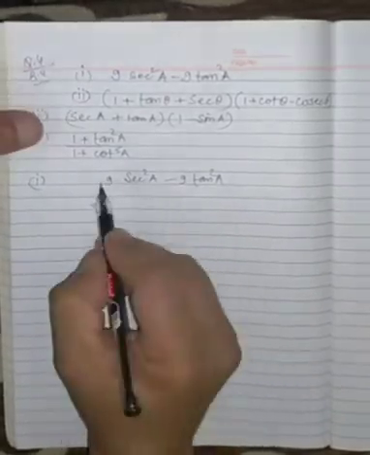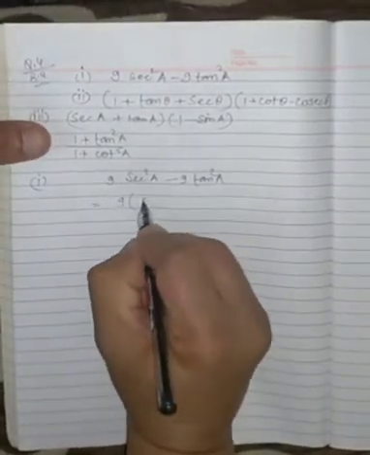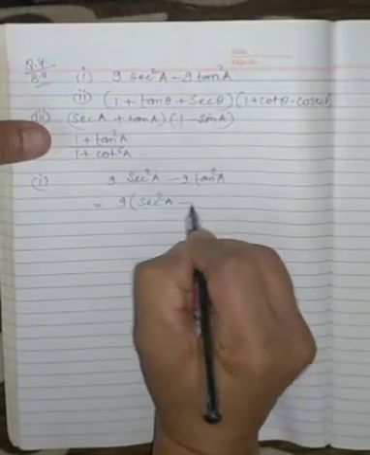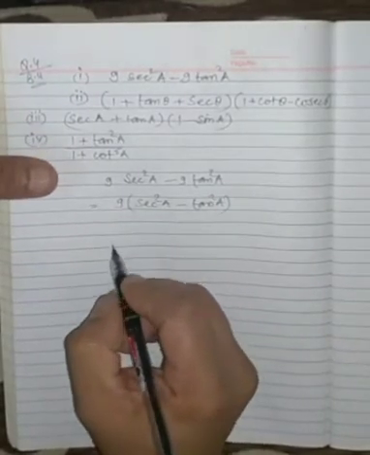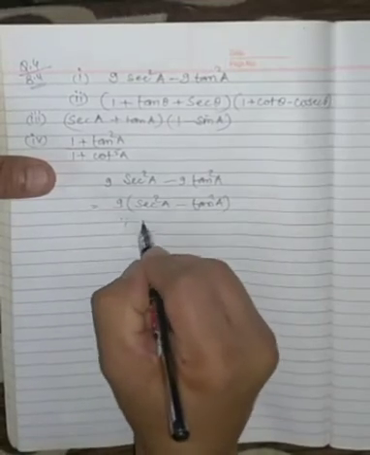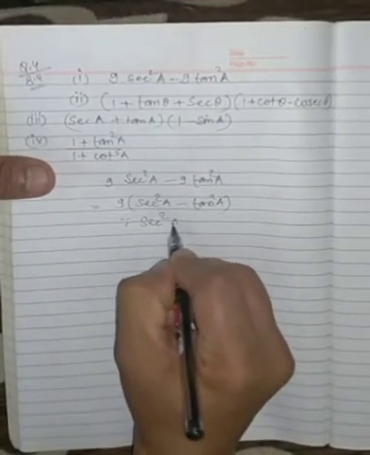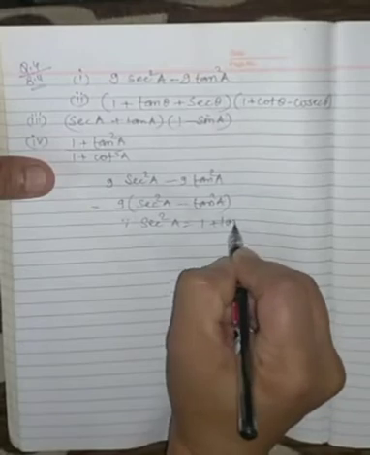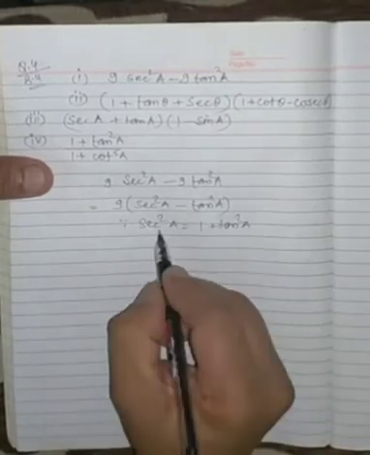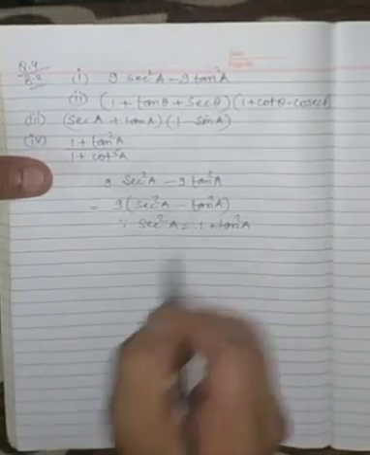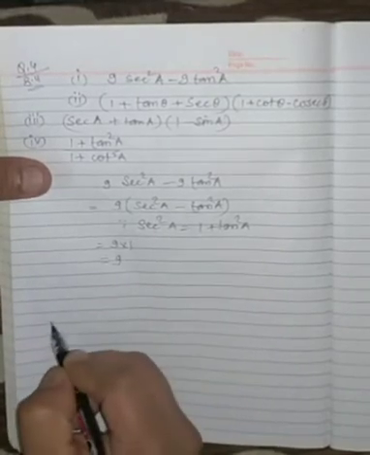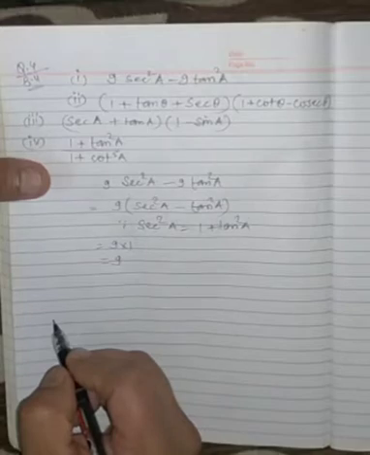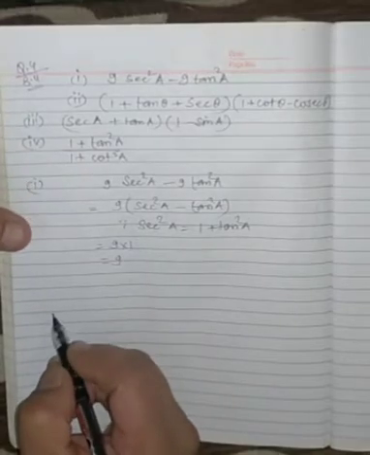So if we take out common 9 from this, we get sec square A minus tan square A, and we know that sec square A is equal to 1 plus tan square A, that means sec square A minus tan square A will be equal to 1. So 9 into 1 will be equal to 9. Okay, this is the answer of the first question.